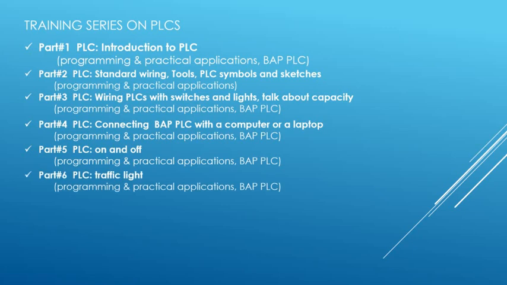Part six, we'll talk about programming and wiring traffic lights. All of these projects are going to involve wiring, that's a practical section, and we'll see how we can program that PLC after we wire both the inputs and the outputs as well. So for this traffic light, it's going to be an intersection, so we need at least three lights on each direction. So it's going to be 12 lights at least.